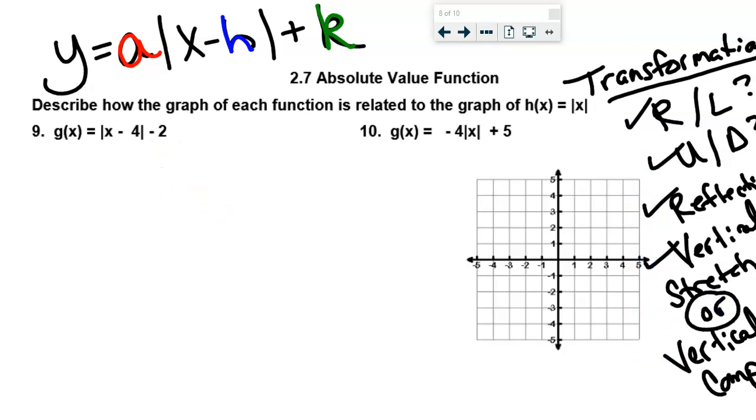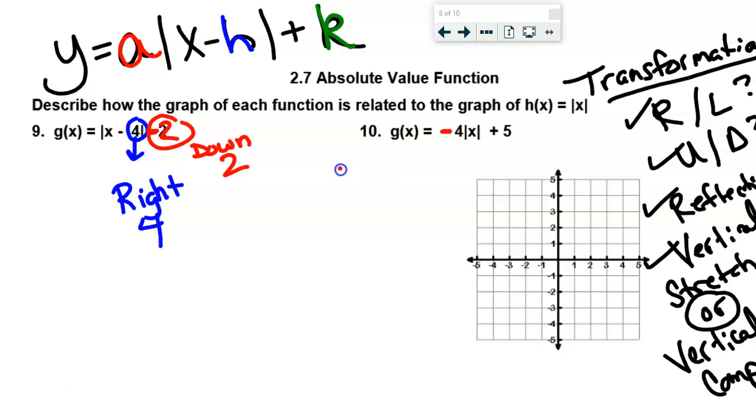So right here, this 4, this is a right 4 shift. Remember, there's a built-in negative. And then this -2 off to the side here, that is a down 2 shift. So you should be able to identify the 2 transformations based on the formula. Now this one has 3 transformations. Be careful. You've got a negative in front, so the negative is the reflection over the x-axis.